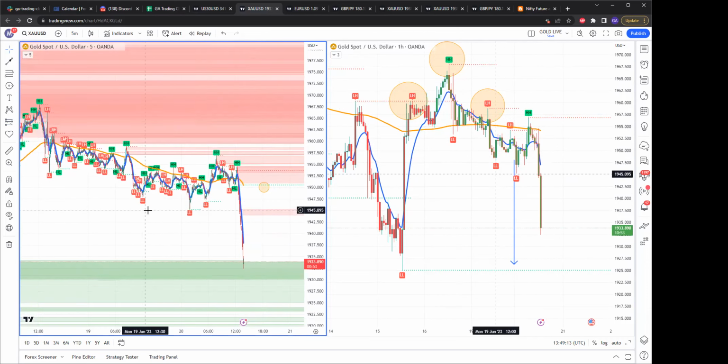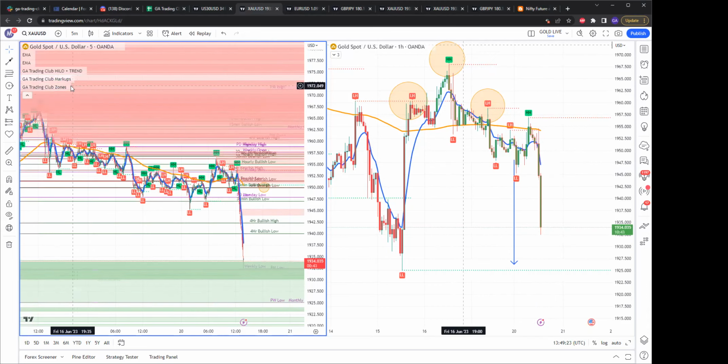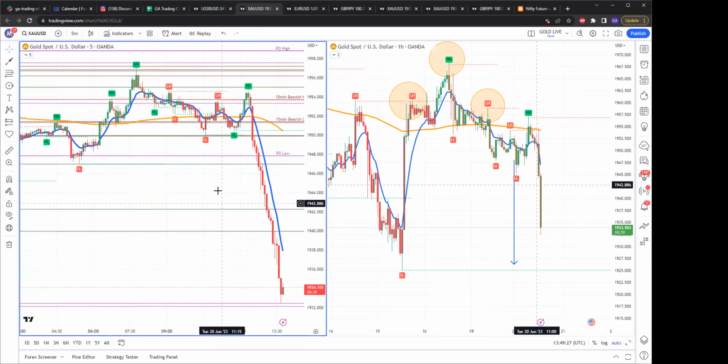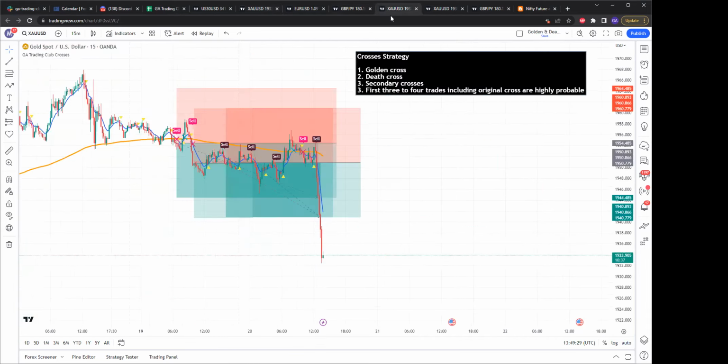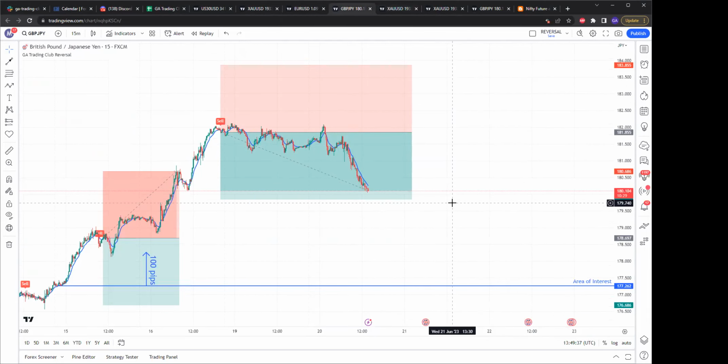This is why I wasn't interested in looking for any buys on gold, because all I could see is we have a bunch of sellers sitting up here. That, coupled with the markups indicator showing me we had a 4-hour order block right there, and the crosses indicator showing me we have sells. At that point, I just comfortably entered. So that's how today I'll be up like 3% for the day just by taking 2 trades, and that's on a 200K account.